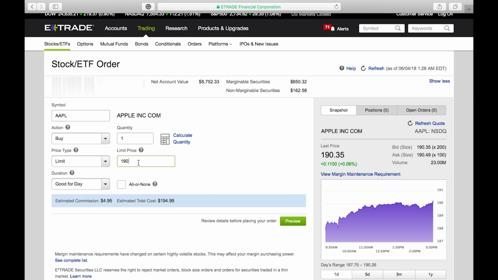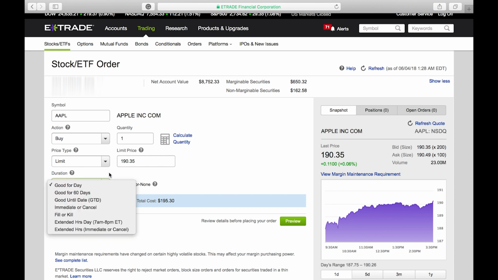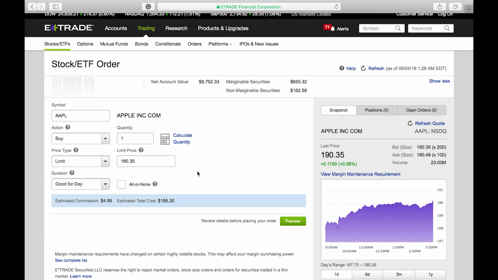Right now, the market price is $190.35 for Apple. Next is going to ask you the duration. Good for day means the order is good for that trading day. Good for 60 days means it's good for 60 days. Here's some other order options, however, you don't have to worry about that. But essentially, in a nutshell, it's as easy as 1, 2, 3.